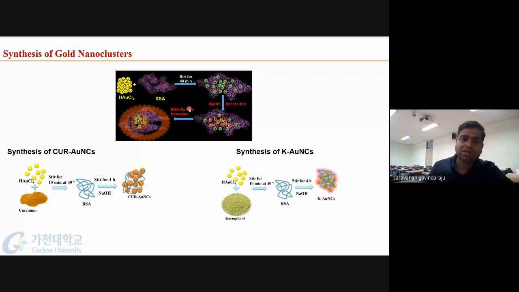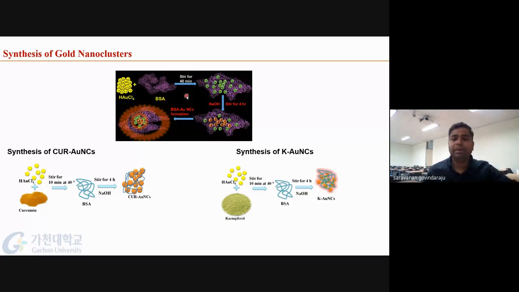So how do we synthesize that gold nanocluster? Gold chloride reacts with the BSA. BSA is a protein, and we have used bovine serum albumin. That BSA reacts with the gold chloride for a certain time. After that, using NaOH as a reducing agent, during that reaction the BSA gold cluster was formed.